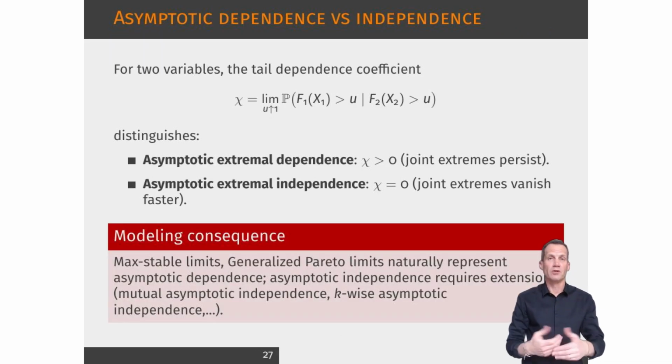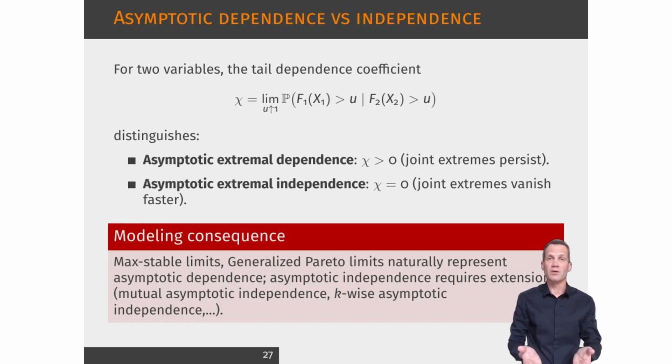This slide introduces a fundamental distinction in multivariate extremes. In the bivariate case, the tail dependence coefficient measures the limiting probability that one component is extreme given that the other one is extreme. If this coefficient is positive, we have asymptotic extremal dependence. Joint extremes remain visible in the limit. If it is 0, we have asymptotic extremal independence. Joint extremes become increasingly rare compared with marginal extremes.